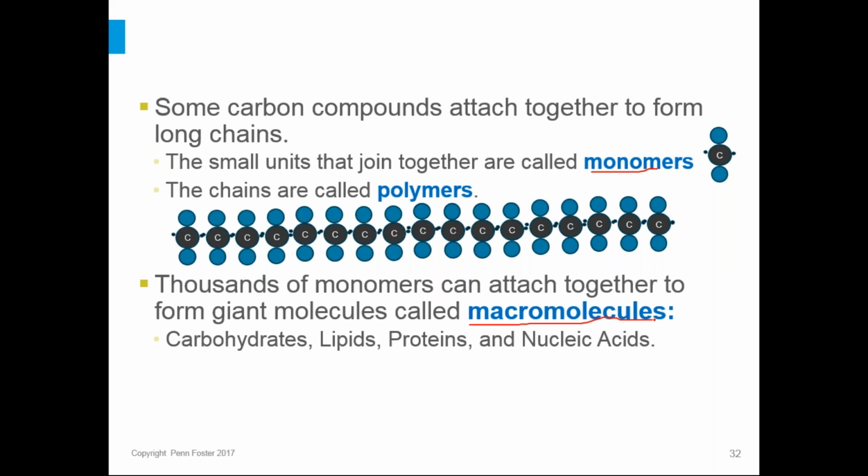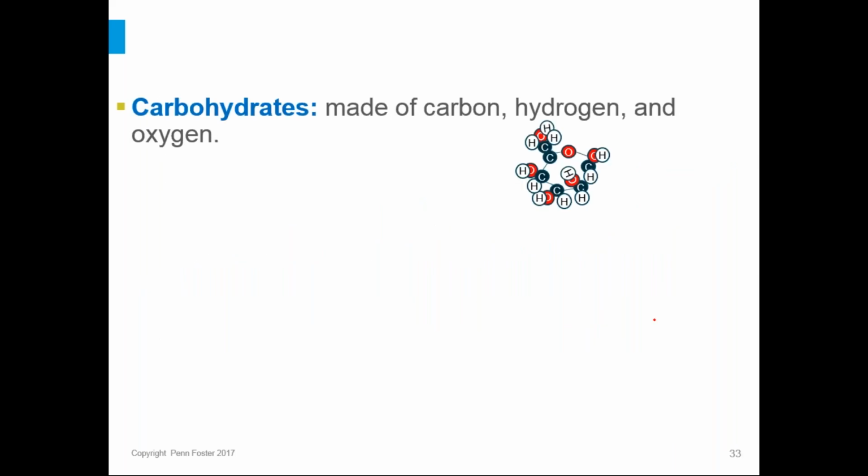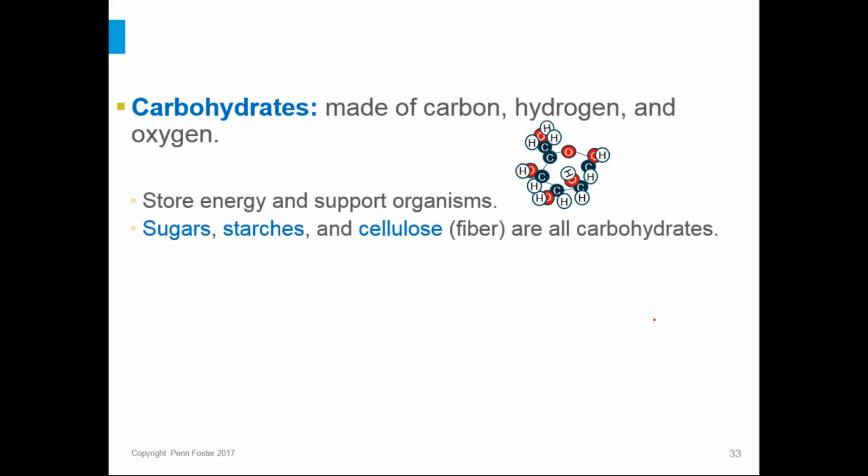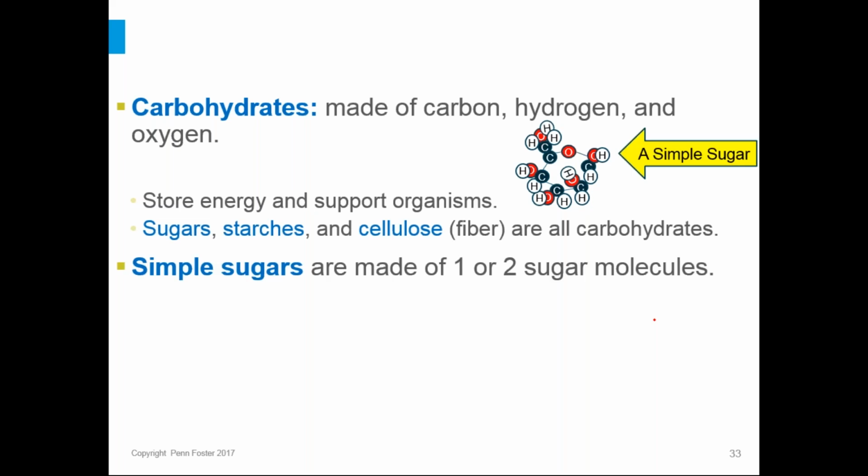So the first one is carbohydrates. Carbohydrates are molecules made of carbon, hydrogen, and oxygen, and they're used for storing energy and for physically supporting organisms. Sugars, starches, and cellulose are all carbohydrates. Simple sugars are made of one single sugar molecule or two sugar molecules bound together. Okay, they're simple. It looks a bit complex. There's a lot going on there, but that's a simple sugar molecule. And they appear either singly, just one of those, or two of them hooked together.